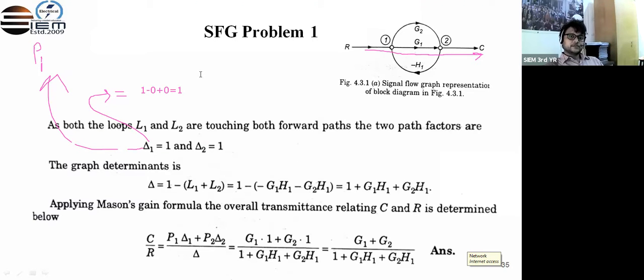And the next one, that is del 2. Sorry, del 2 belongs to P2. Okay, del 2 belongs to P2, that is forward path 2. And what is the formula for del 2?